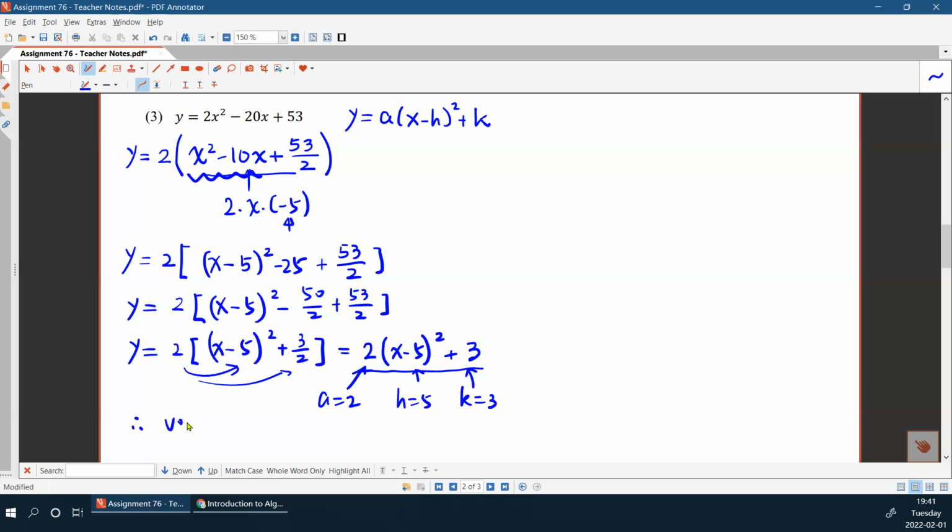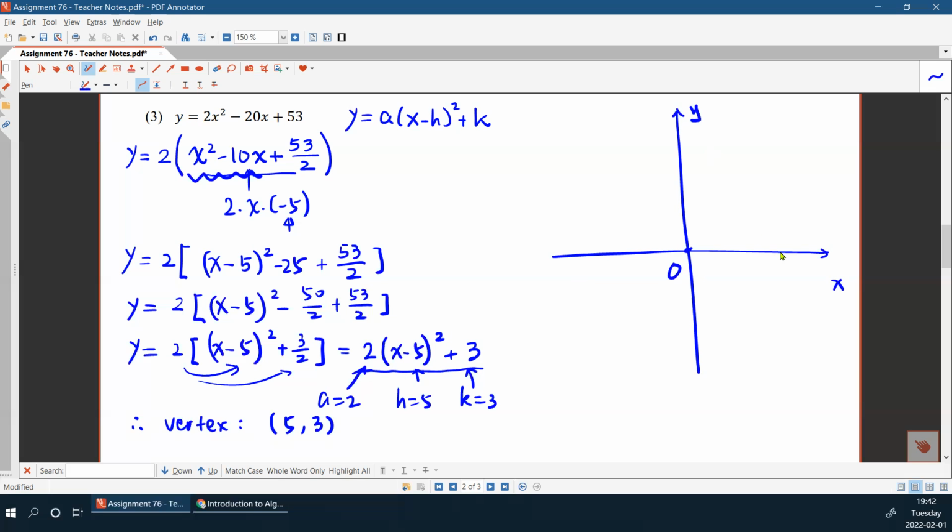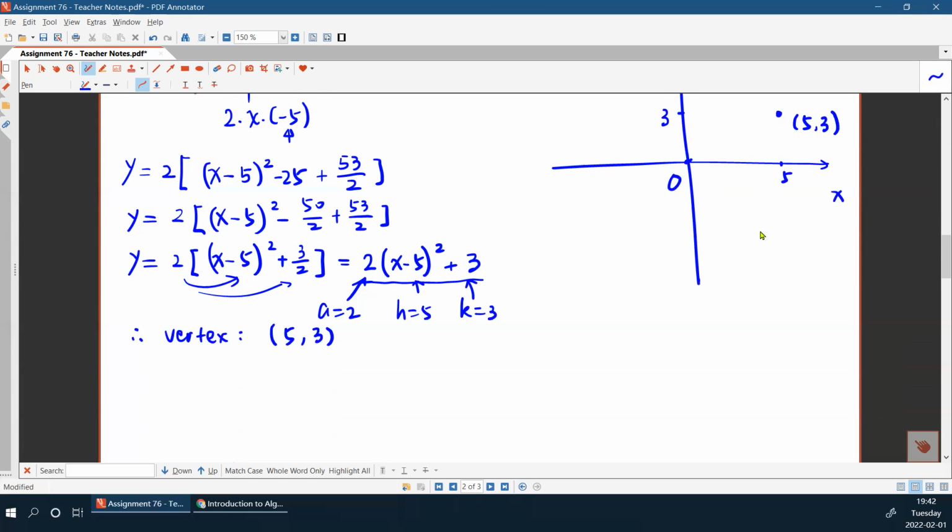So first of all, we found the coordinates of the vertex, which is (h, k), that means (5, 3). At the same time, you can label the vertex on the 2D Cartesian plane, which is about here, (5, 3). So let's say (5, 3) is here. And then we need to find its y-intercept and x-intercept.